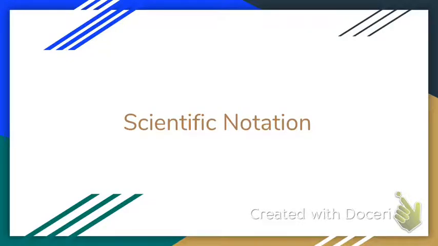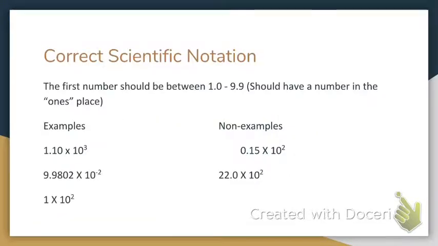All right, today we're going to go over converting scientific notation. Scientific notation is a way to represent a number that's either really big or really small. And so the correct scientific notation includes the first number, which is a number between 1.0 and 9.9.